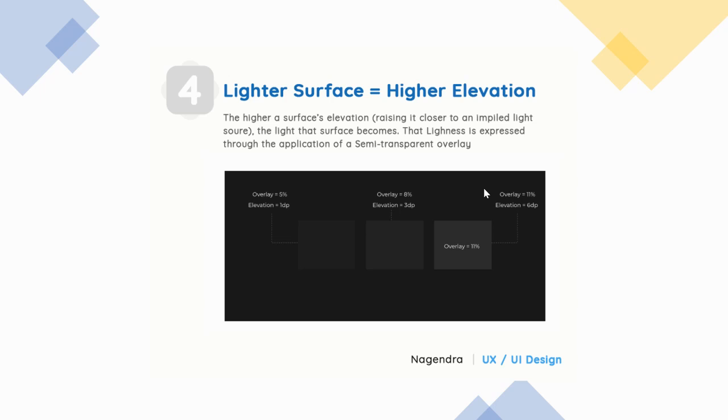So opacity will be different when you're doing the overlay: 5% for 1 dp, 8% for 3 dp, and 11% for 6 dp. So we need to follow that type of idea when we are designing for dark mode.